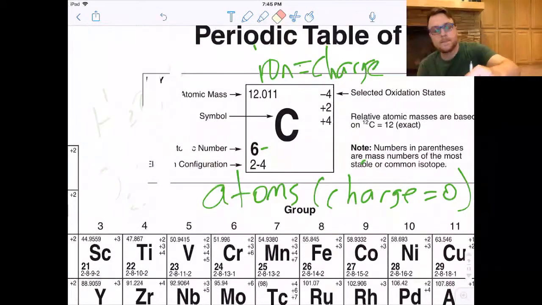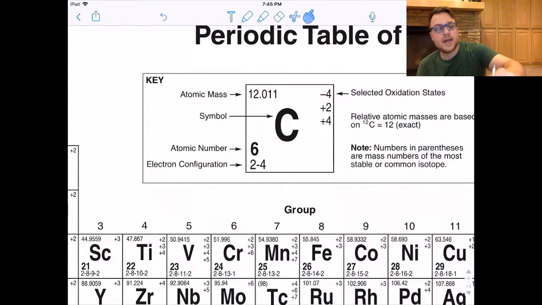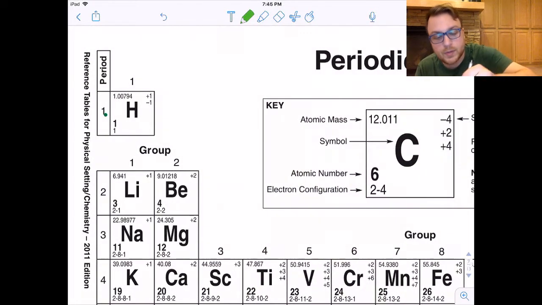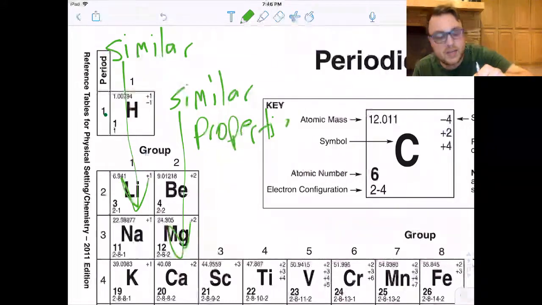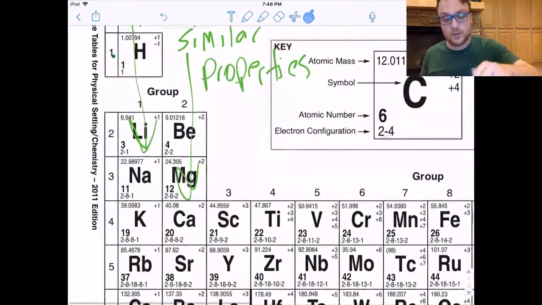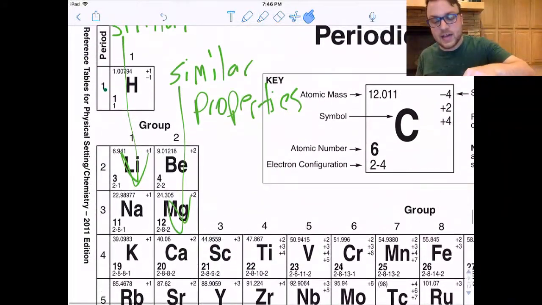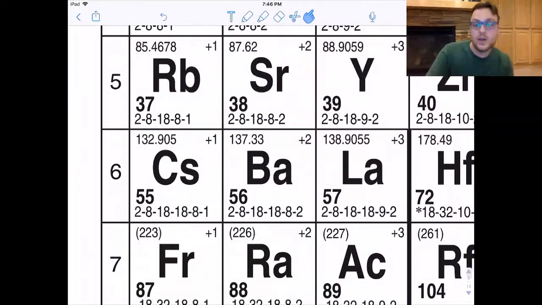All right, so what else can we get from the periodic table? When you look at any given group, as you go down a group, these are most similar. All groups have similar properties. So any given group will have a bunch of elements in it. So let's take group 1, for example. We would say that Li, Na, K, Rb, etc. all have similar chemical properties.